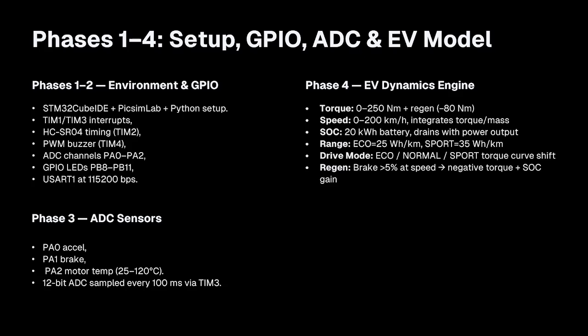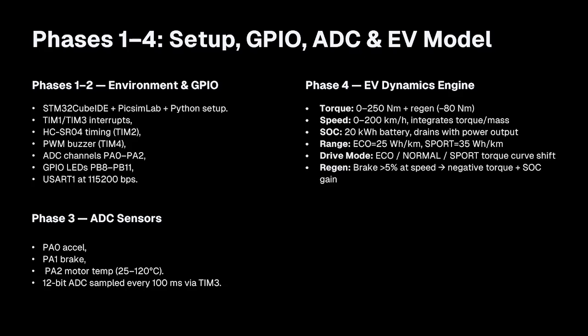The vehicle torque varies between 0 and 250. Regenerative braking produces negative torque when braking while moving, which recharges the battery and increases SOC. Vehicle speed is calculated using torque and vehicle dynamics, and the battery state of charge decreases accordingly based on the speed, the driving conditions, and the acceleration. Estimated range depends on battery charge and the driving mode.